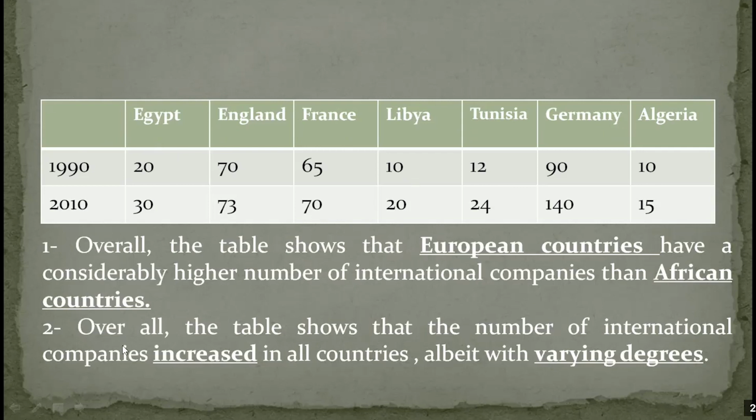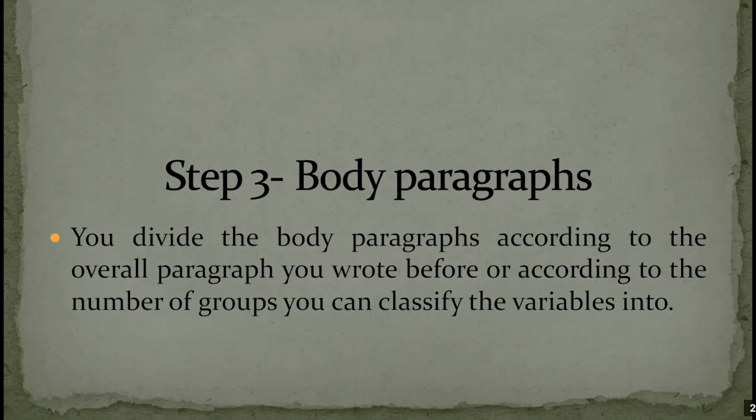Or your overall paragraph can focus on the increase. So you're going to say overall, the table shows that the number of international companies increased in all countries, albeit with varying degrees. So albeit means although with varying degrees. So there are degrees of the increase, big increase, small increase. Okay, now that was information about how you can write the overall paragraph.